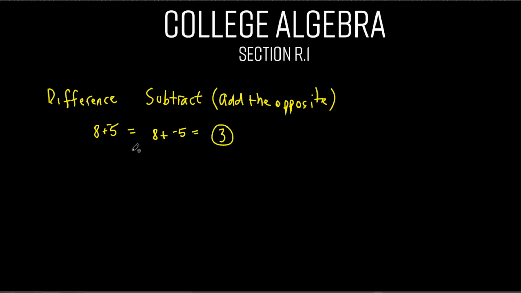Couldn't get much easier. Your parents say, what'd you learn today in your math class? Well, we learned how to do 8 minus 5. And they'll probably yank you out of the school because you're not learning enough. But it'll get harder, I promise. So let's do another one.